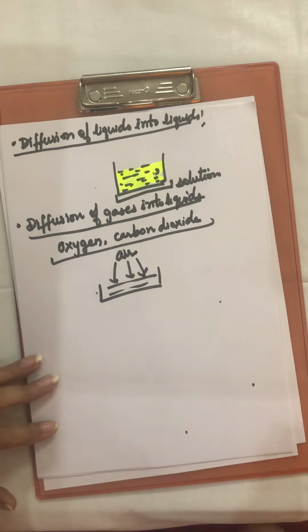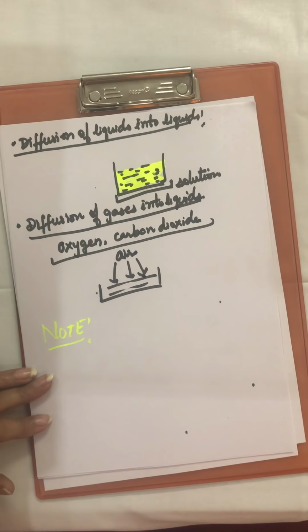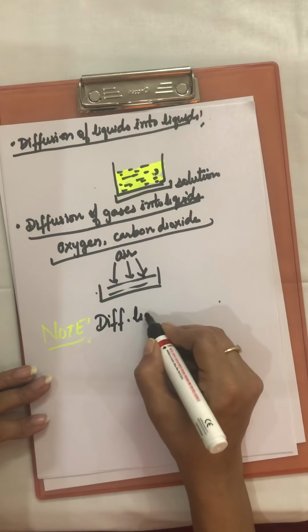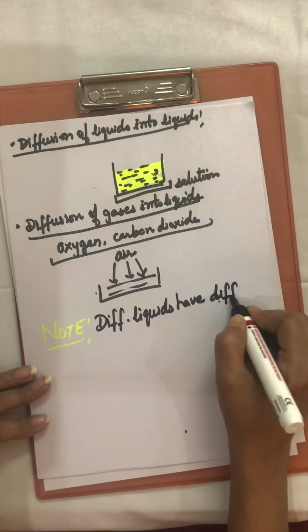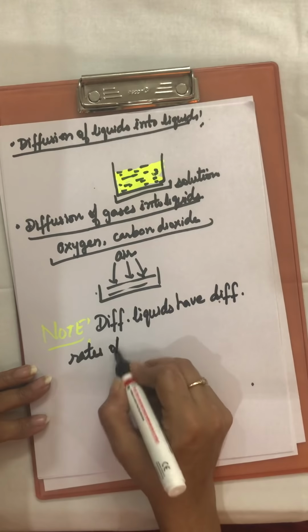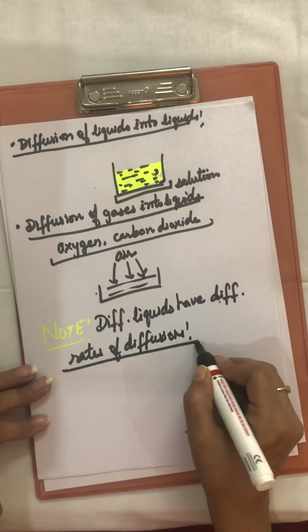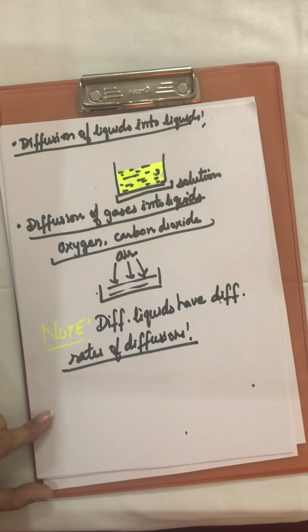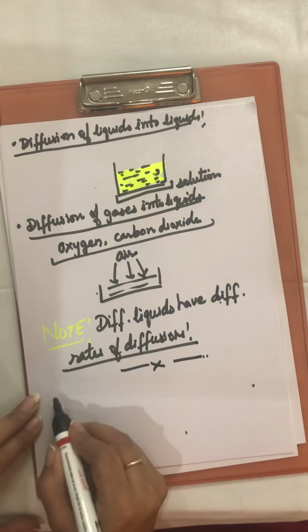Now one note we have. Different liquids have different rates of diffusion. Like ink can dissolve in water quickly as compared to honey. Honey will take some time to dissolve in water, while ink will dissolve in the water quickly. These are the properties of liquids.